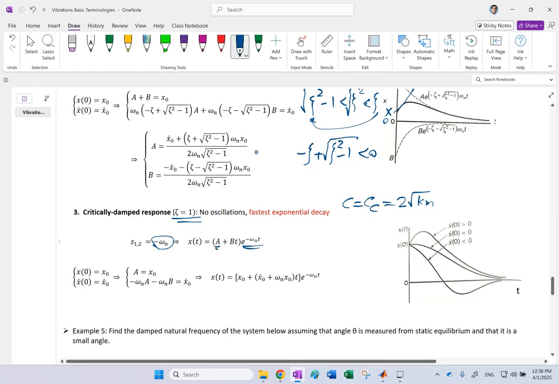One term is a times that, one term is bt times that. That's because of the repeated root. And so if you apply two initial conditions, you can find the constants a and b, and this is going to be your final response. Now, because you have not only an exponential but a t times exponential, and t times exponential helps the whole thing go to basically 0 faster.